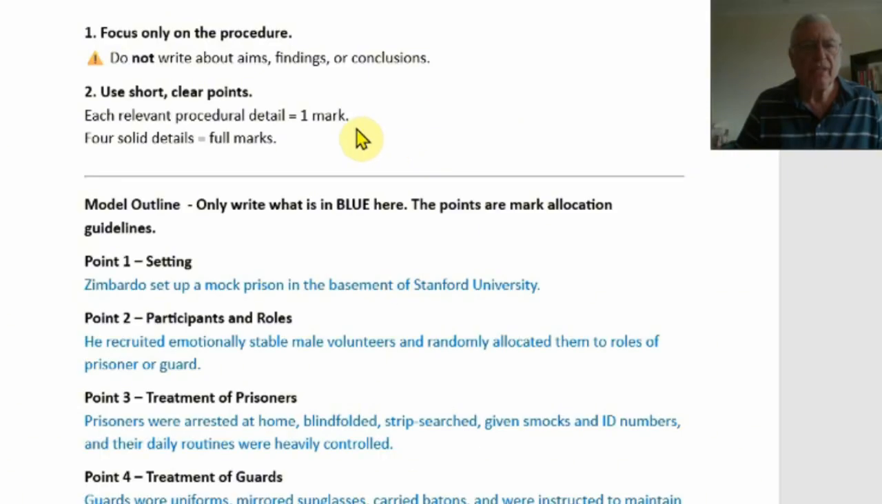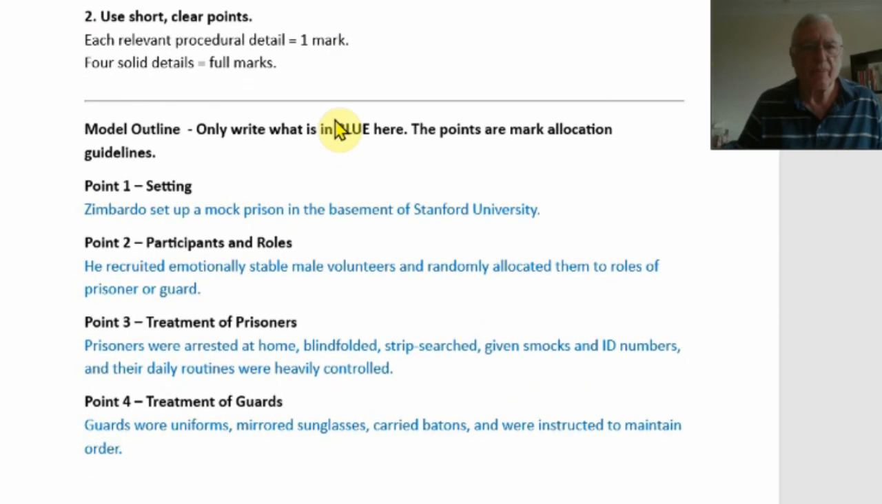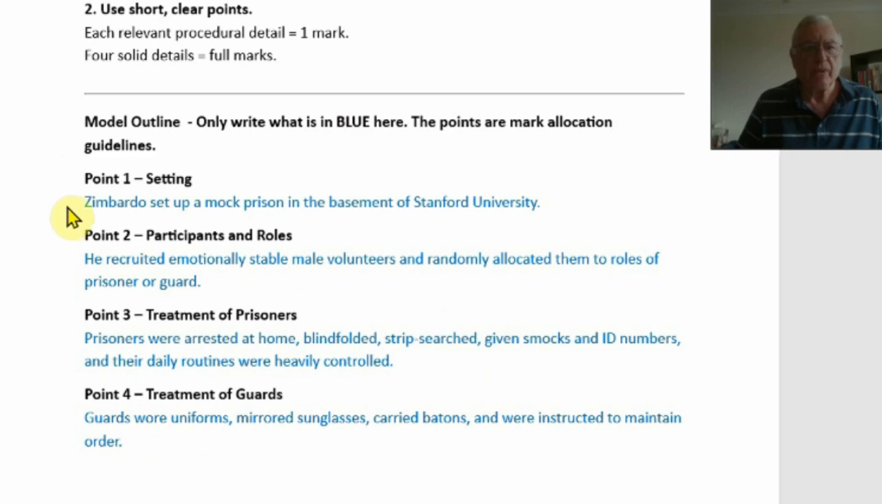Use short, clear points. You need 4 marks, so 4 statements. Let's have a look at a sample here. I've done those in blue ink. You won't write point 1 setting, point 2 participants. You just write what's in blue.